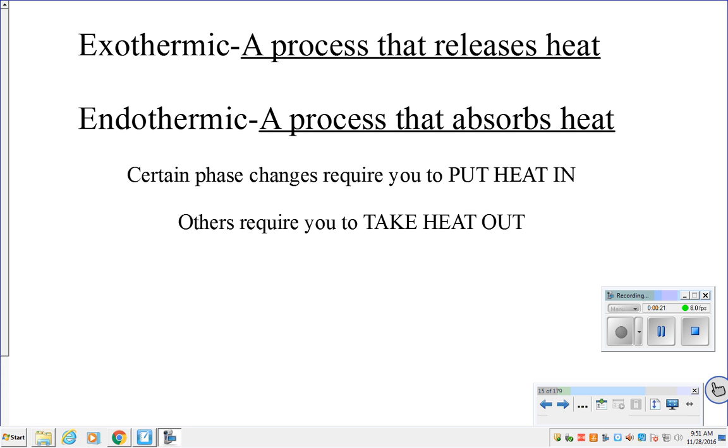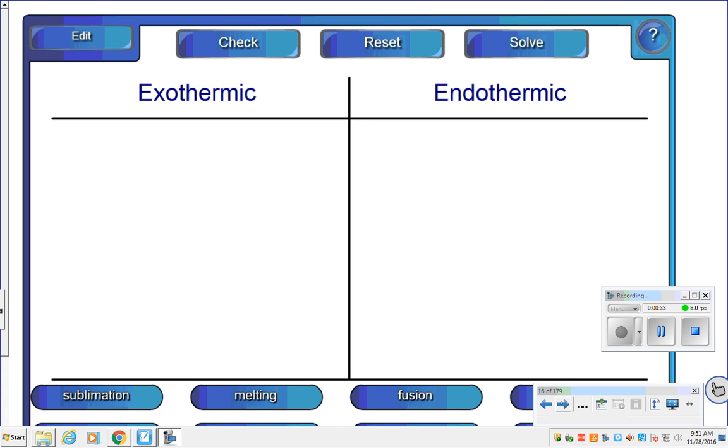So some phase changes require that you put heat into them, and others require that you take heat out of the substance. If you think about something freezing, heat has been leaving it. Some of the phase changes that we talked about last time, we can categorize as being either exothermic or endothermic. Remember, putting heat in is endothermic, taking heat out is exothermic.